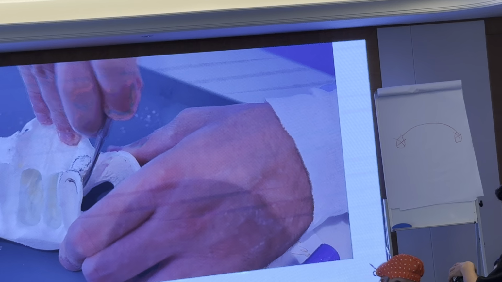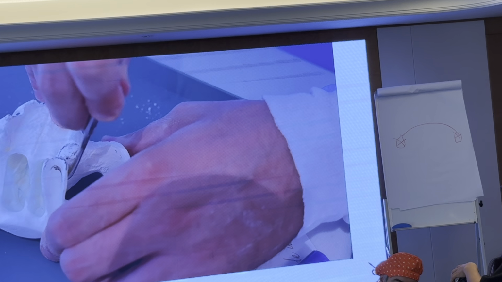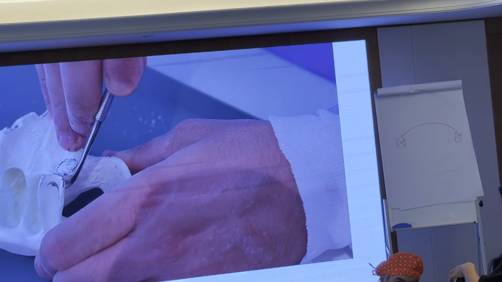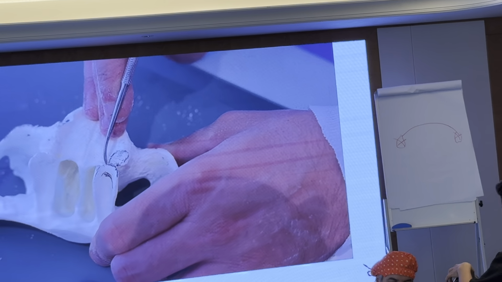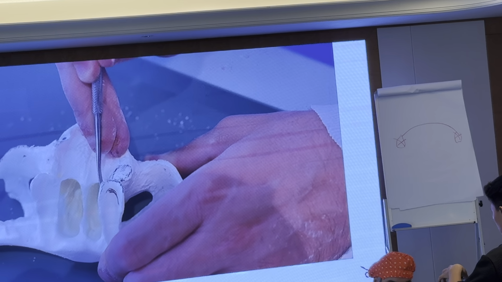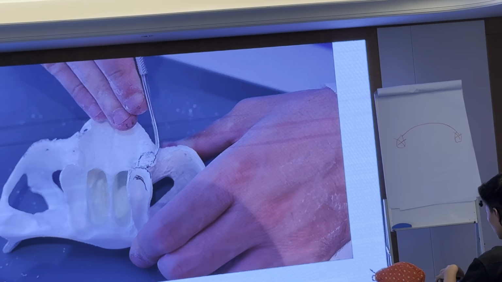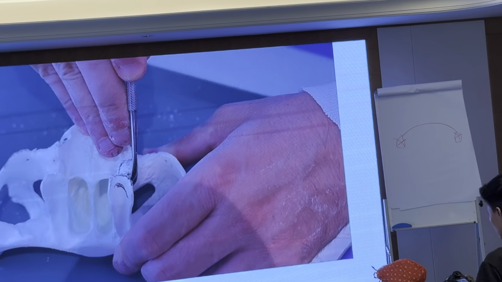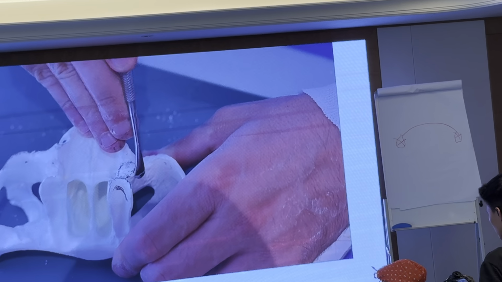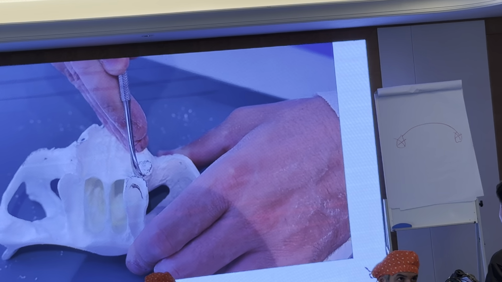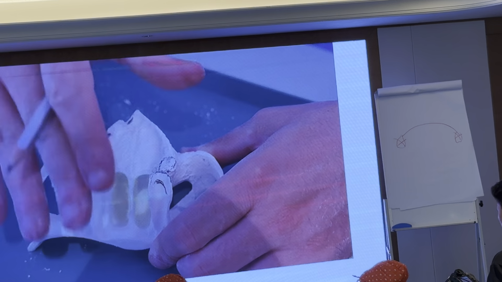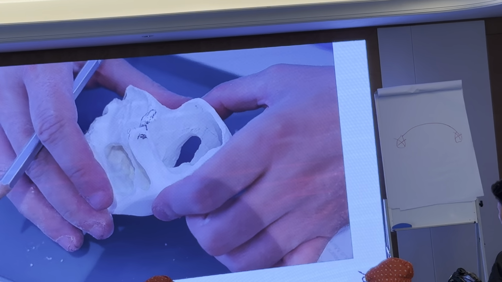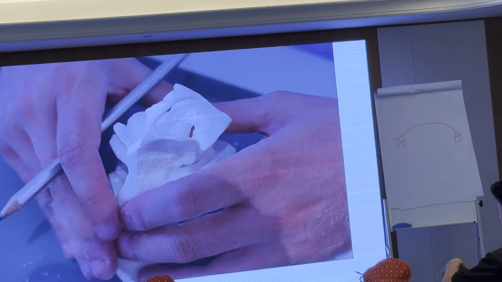Then with the elevator, we feel that going lateral, we go up. So we are inside the infratemporal fossa, not our target point. If we are too medial, we go up, and this is not the target point. So when we raise the flap, we go with the elevator, and behind the tuberosity, we press, and we feel that there is a resistance. Okay? Good.